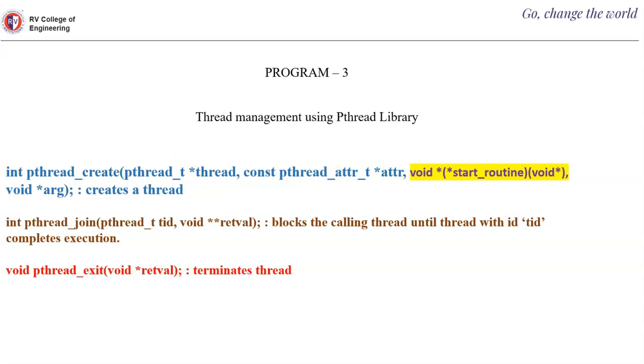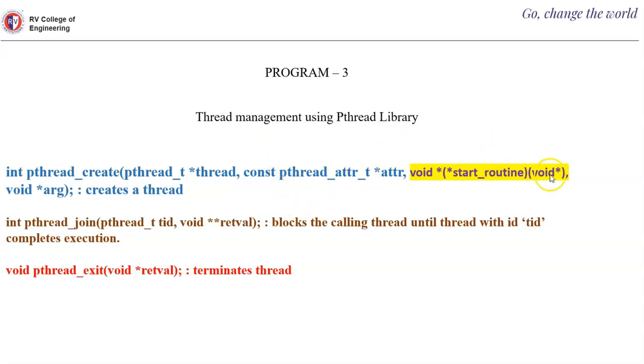So each thread has a certain set of attributes which are initialized by the operating system when the thread is created. We can receive these attributes using the second argument. In our program, we are not using thread attributes, hence to simplify it, the second argument we are going to keep NULL.